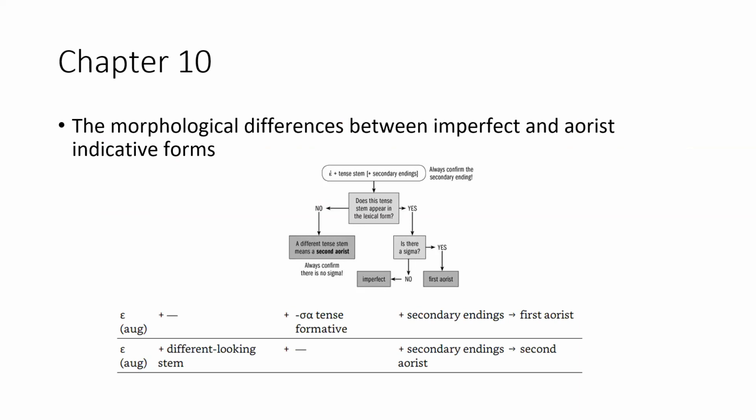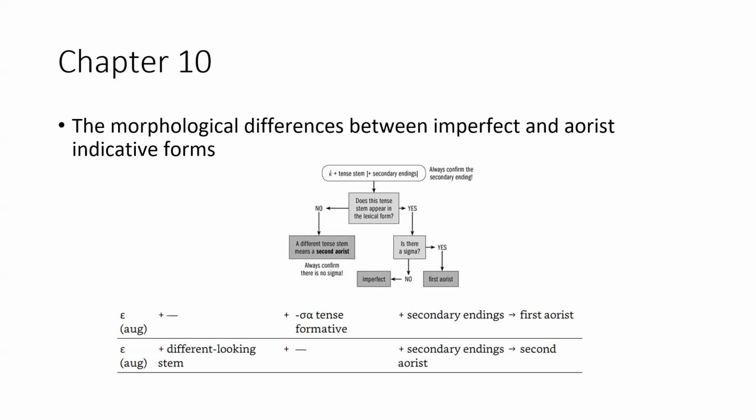Morphological differences between imperfect and aorist indicative forms. So the imperfect indicative and aorist indicative, you need some help figuring them out. You can check out these two charts. So epsilon, you plus tense stem plus secondary endings, and you need to confirm that it's a secondary ending. You can ask, does this tense stem appear in the lexical form? If no, then you know it's going to be a second aorist, but you need to confirm that there's no sigma, right?